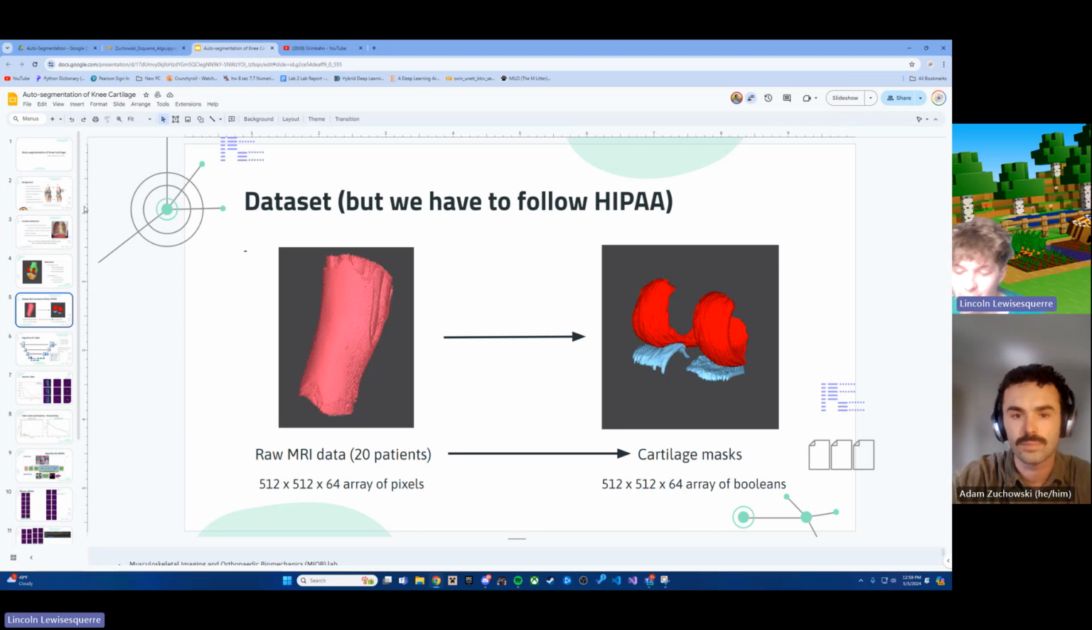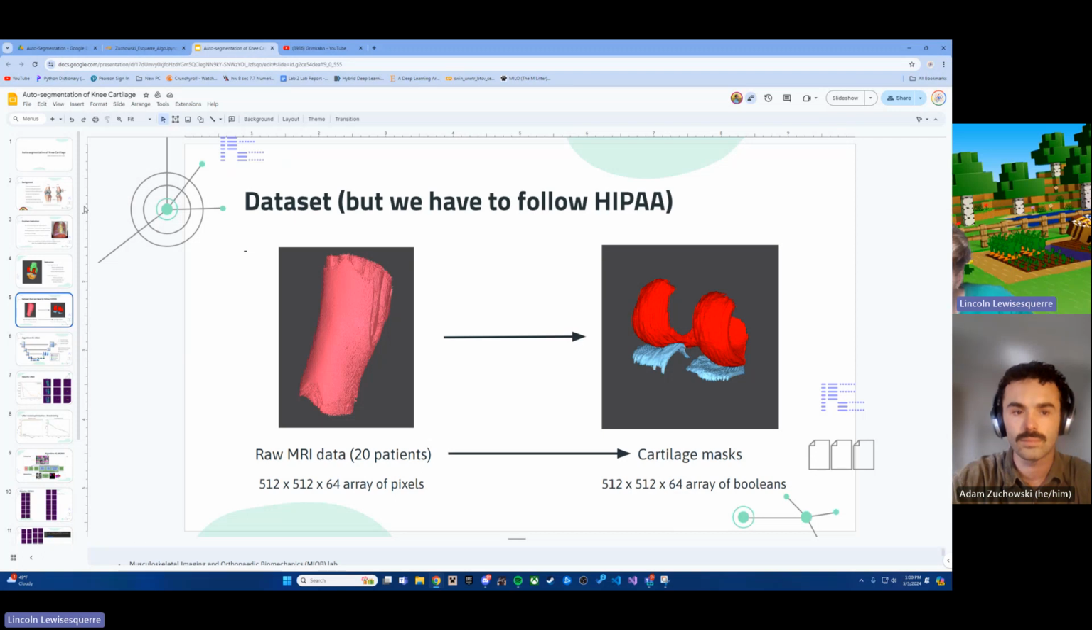For our data set, we can't really talk about it too much. We can only talk about details because we have to follow HIPAA. It's actual patient data from a lab here at UVM in the hospital, the MyOB lab, Musculoskeletal Imaging and Orthopedics Biomechanics Laboratory. Essentially, it's a 20 by 15 by 512 by 512 by 64 array. 20, the first index, being the subject's number, then the next two obviously being the pixels, and the last one being the slices of those pixels to eventually form the full 3D image.